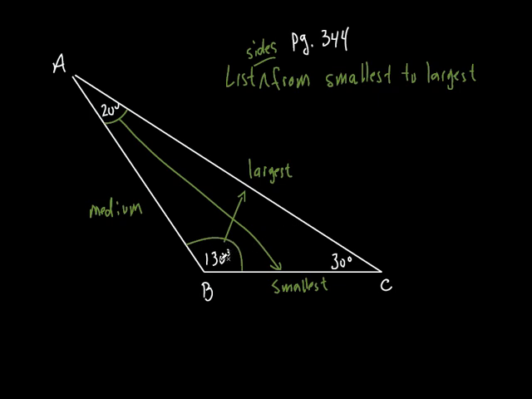If this is the largest angle, the side opposite is the largest side. If this is the smallest angle, the side opposite that one is the smallest side. And it works in converse as well. If I knew that this was the largest side, for instance, let's draw one. And we'll just make up a triangle here.